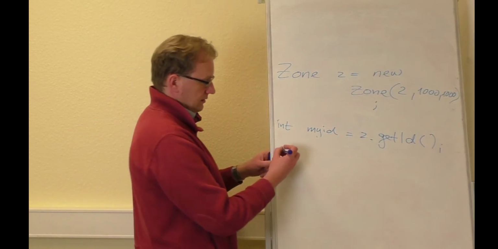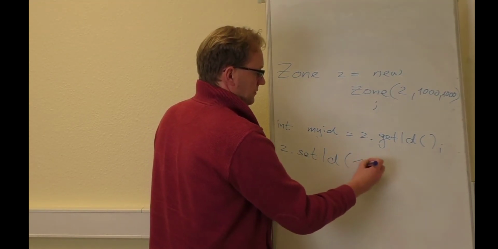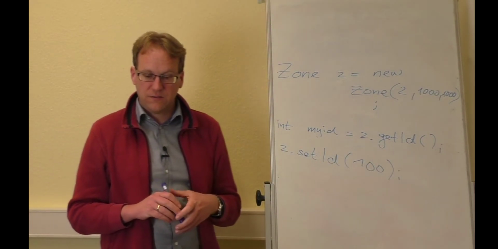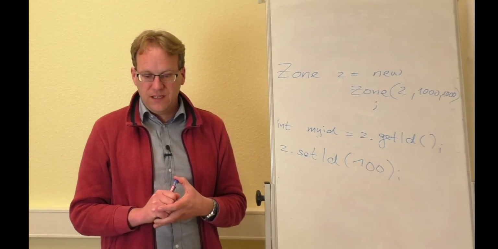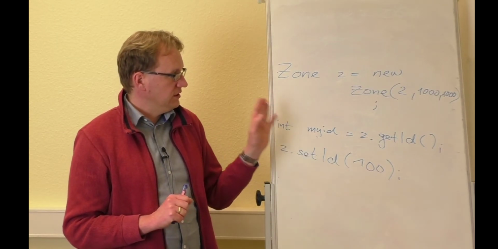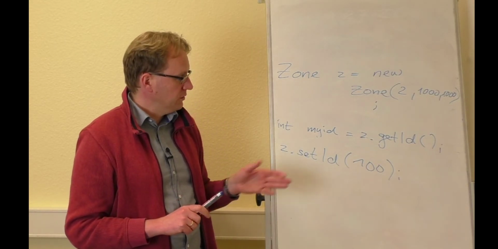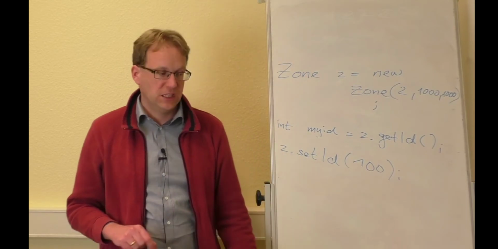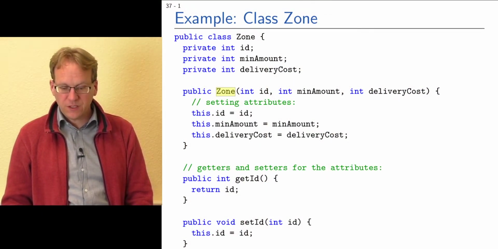We could also say z.setID(100) maybe, so that writes the ID of our object z. I don't know whether that's a good idea actually. I would assume that these IDs of objects are final. So if they are created once, we should not be allowed to override them. But here in this basic implementation, that's actually possible, because we provide this setID method.